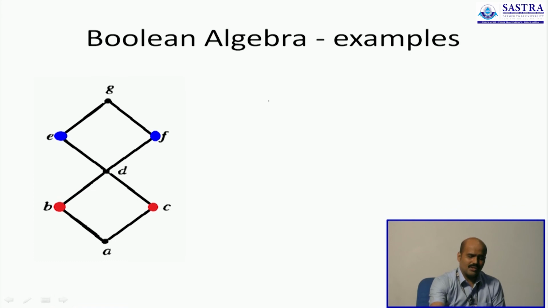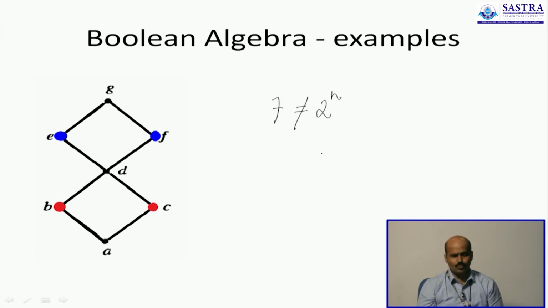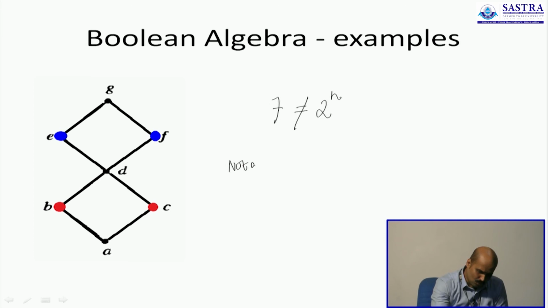The number of elements here is only 7. 7 is not the same as any integer power of 2. Number 1. And number 2, that's it. A finite lattice should be isomorphic to Bn. 7 is never an integer power of 2. So this is also not a Boolean algebra.